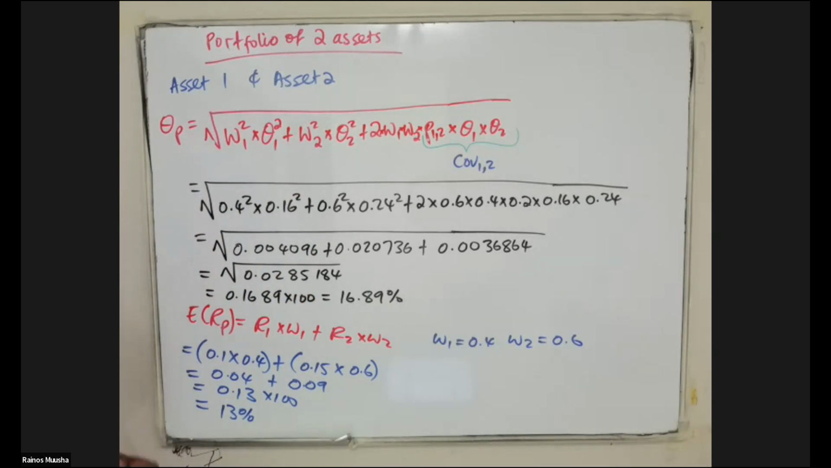Any questions? Anyone lost? Remember, you don't want to lose marks because you're making mistakes when calculating the square root, or when calculating 0.4 to the power of 2. If you don't know how to do it, please ask now.